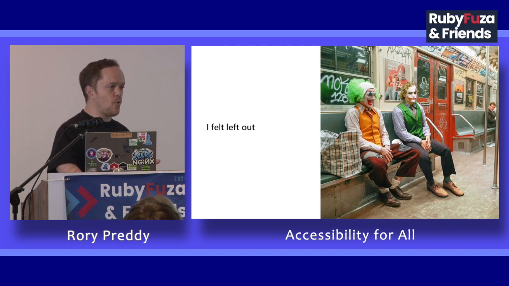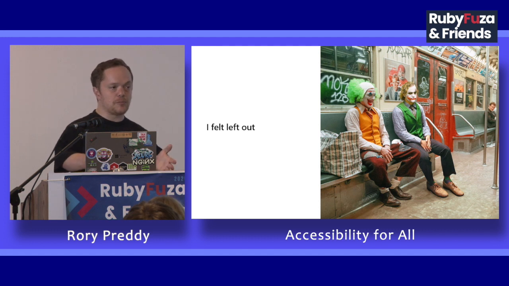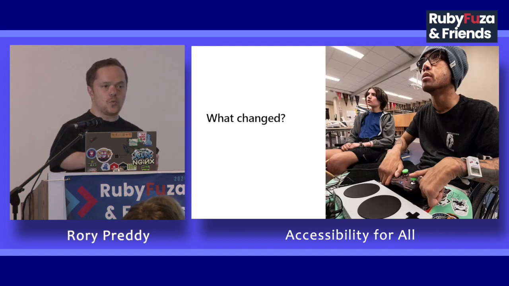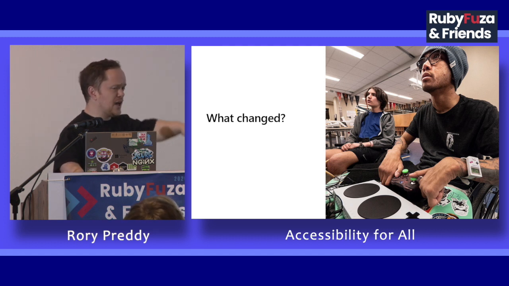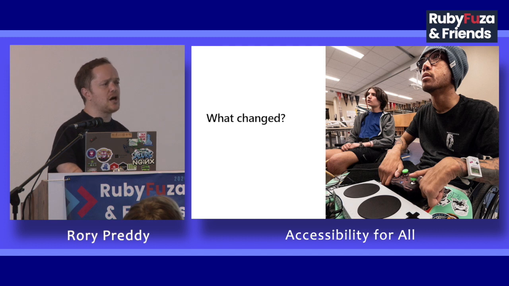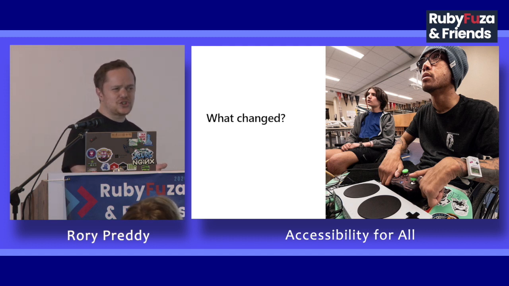So first, let's go back. What changed? What happened in our ecosystem that brought us to the stage that now we are more accessibility focused? And this over here is the Xbox Adaptive Controller. So even gaming now is becoming accessible. I like to think what really changed is the Agile movement.